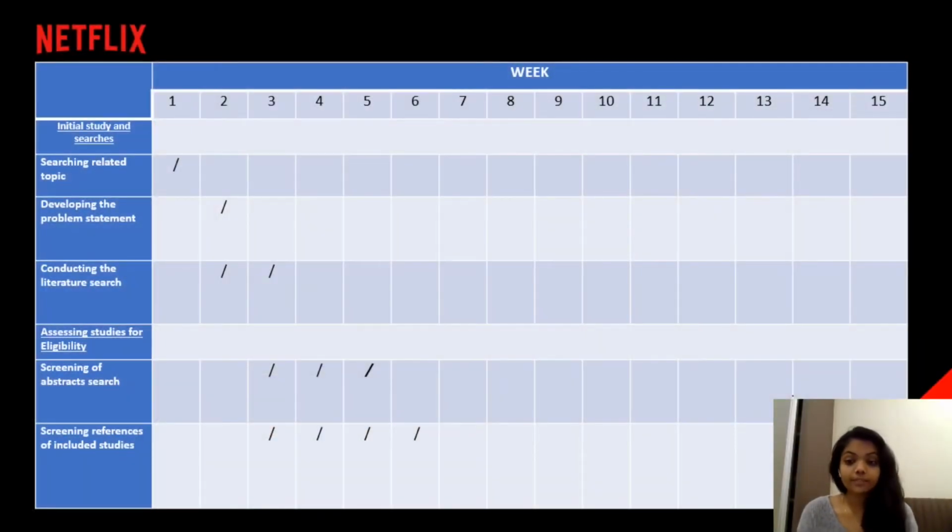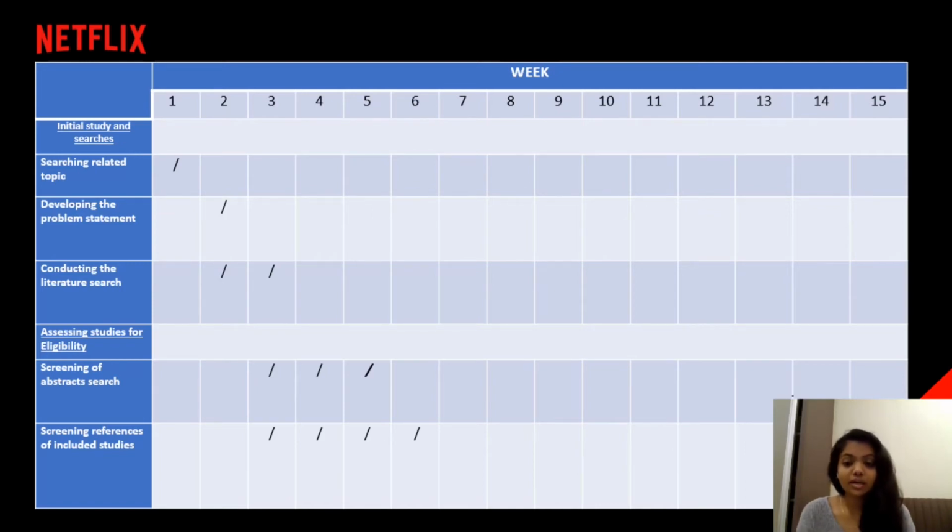So good evening, Madam Shazila. On my part of presenting the Gantt chart, I would be presenting on assessing studies for eligibility. Basically, assessing studies for eligibility means assessing the journals that we researched to see if they're eligible to be used in our literature review. The first thing we'll be doing under this is the screening of abstracts search, which will be happening in weeks 3, 4, and 5.